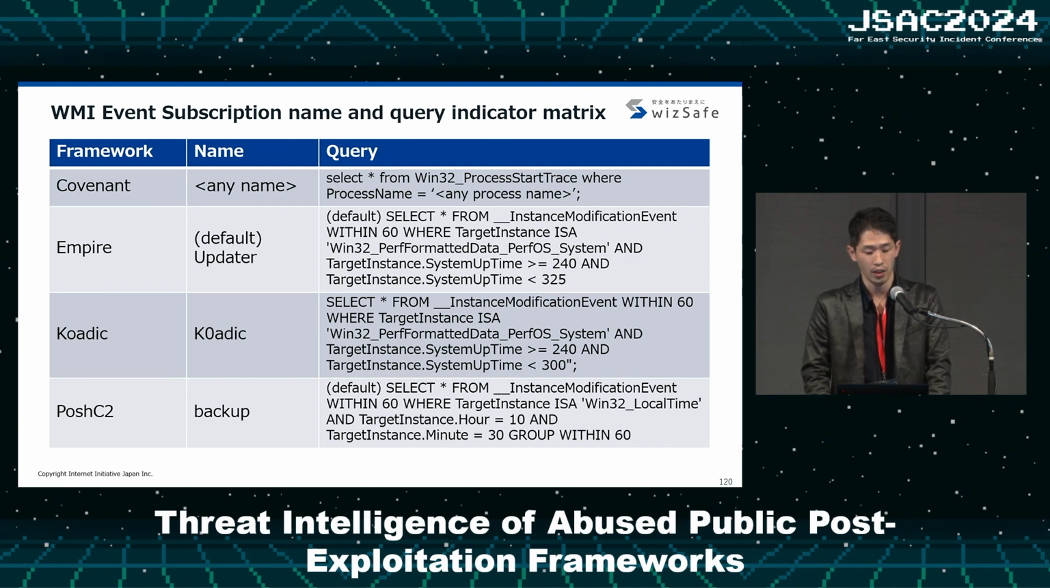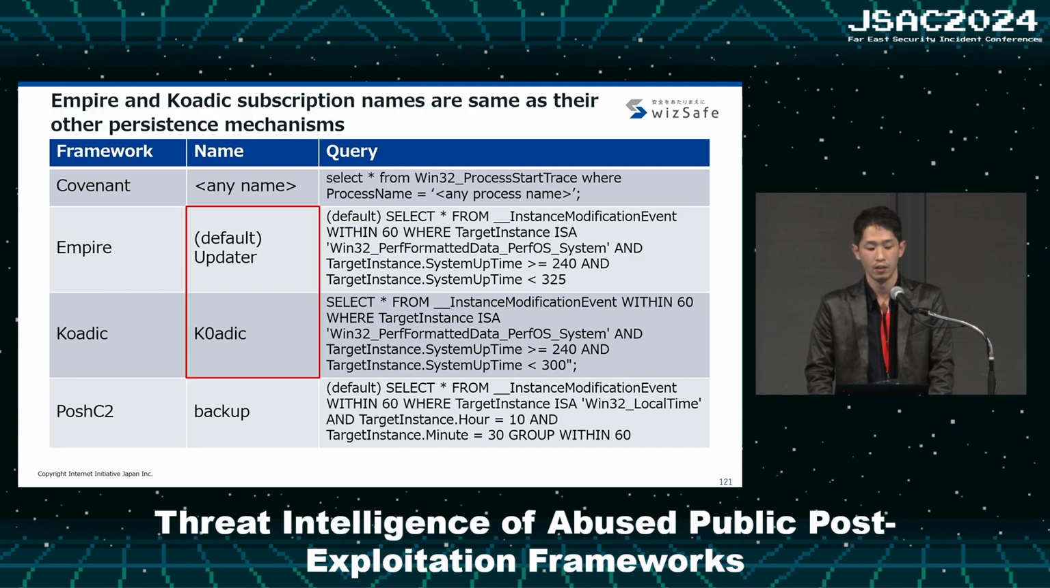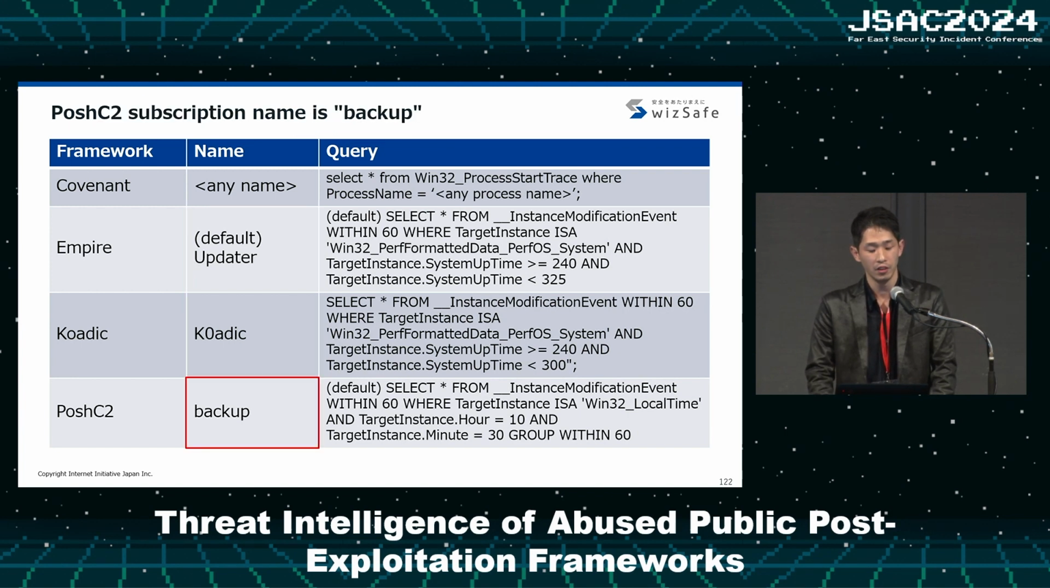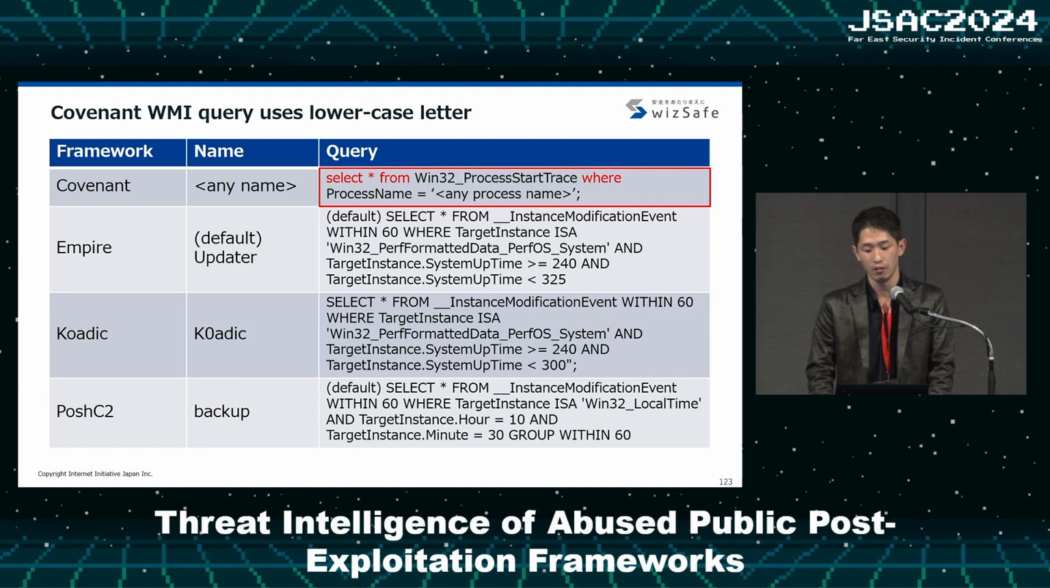Now let's look at the indicators. For Empire and Covenant, the same names are used for the scheduled task. And for PoshC2, the name for the scheduled task is being used. For WMI event subscription, the name backup is being used.